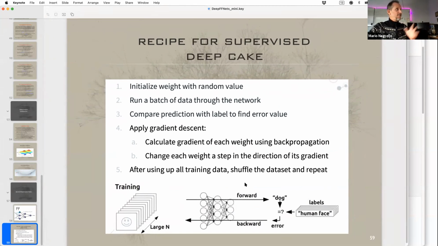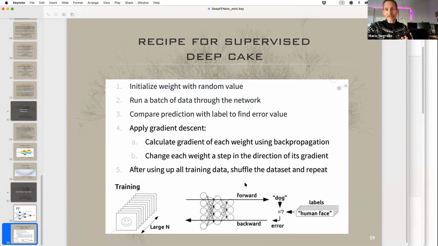You would initialize your weights with some random value. You run a batch of data through the network. Now you know what a batch is via the deep learning project. So a batch is a training set, like some things as you might have in a box. You then, for each input, compute an error. You compare the prediction to the label to find the error value. You can sum over all of the output units. And then you apply some sort of gradient descent. Maybe you calculate the gradient of each weight using backpropagation, and you change each weight a step in the direction of its gradient.